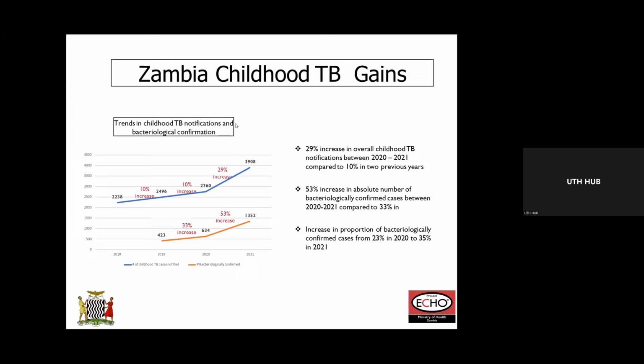So again, I'd like to highlight some of the gains that we've made in childhood TB. I think this slide makes me happy as well, because from 2018, we can see that our notifications are steadily increasing for TB. I think we've seen a 29% increase between 2020 and 2021 compared to a 10% increase in the previous years, which shows that our work together with you in the facilities and in the communities is yielding results. We have improved our notifications from 2,200 to about 3,900, just shy of 4,000 cases.